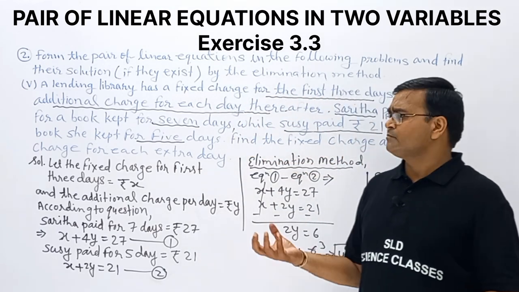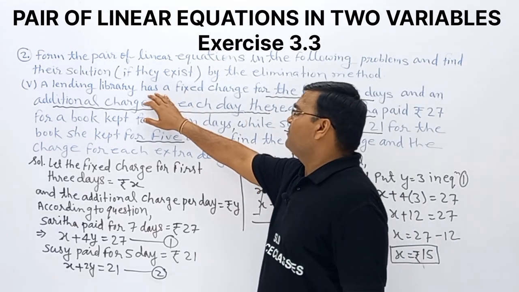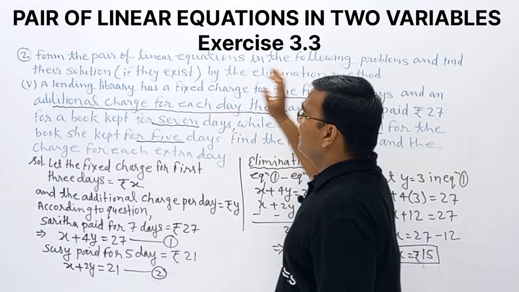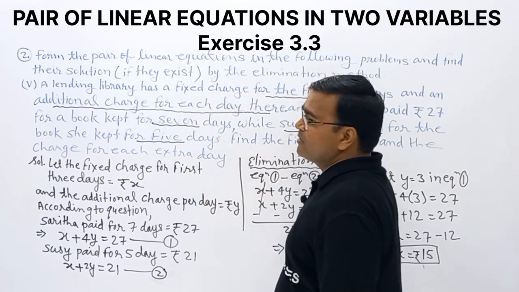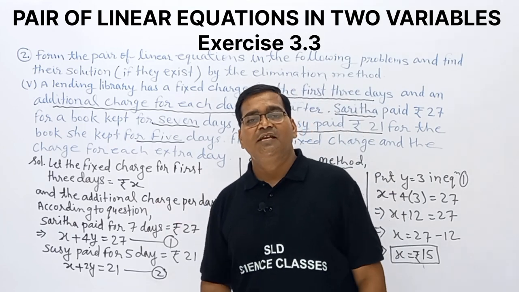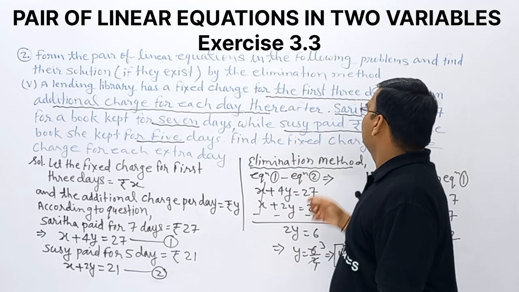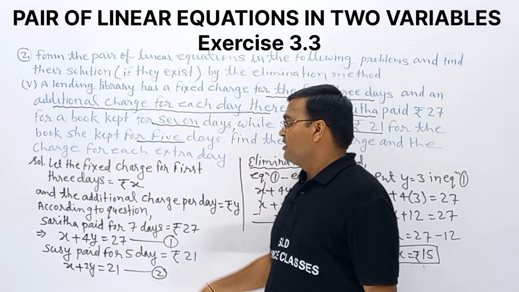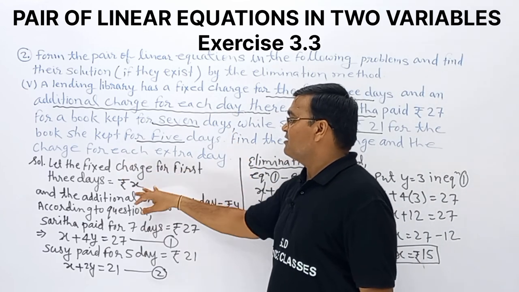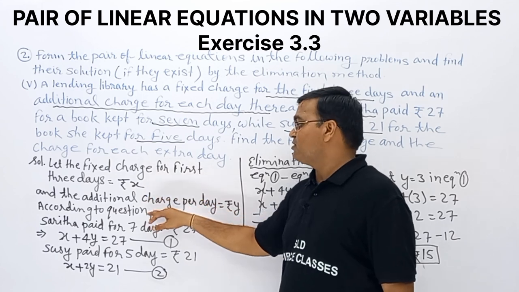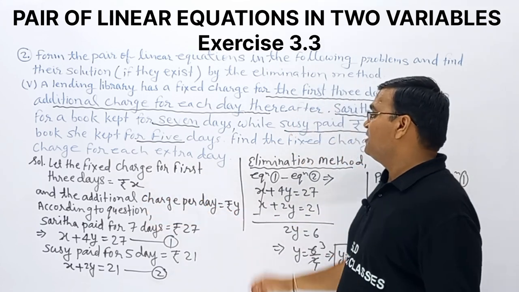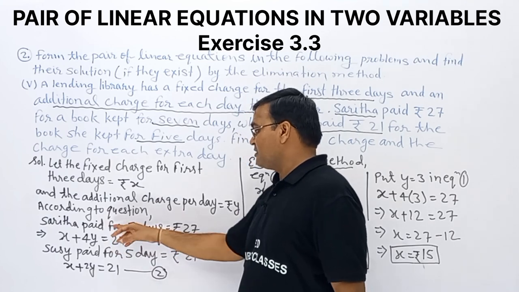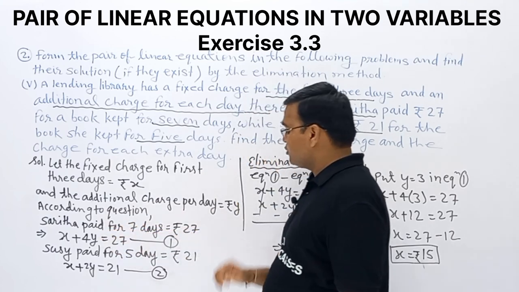So what about this question? Observe again. A simple question. One library has a fixed charge for the first 3 days and an additional charge for each day thereafter. After 3 days, the library takes an extra charge per day. Sarita paid 27 rupees for 7 days. So we assumed the fixed charge for the first 3 days is rupees x, and the additional charge per day is rupees y.